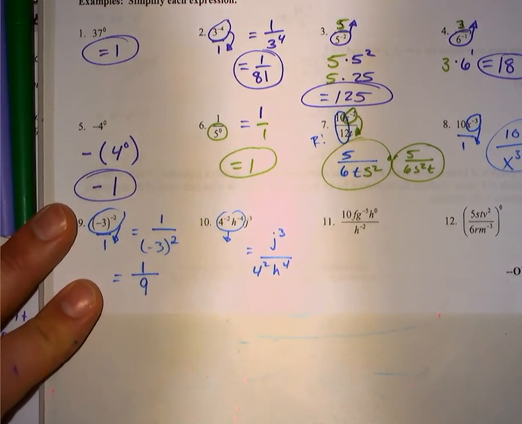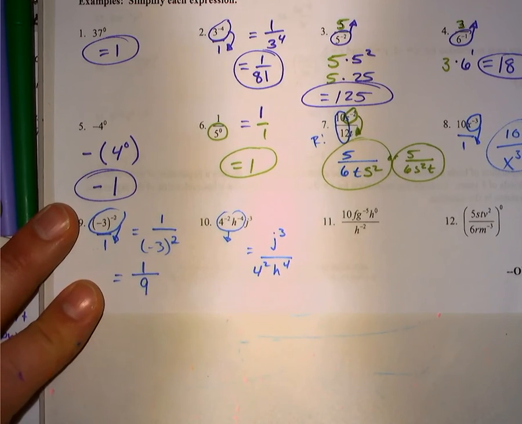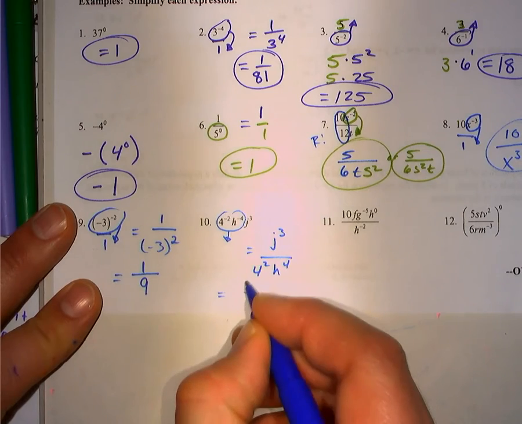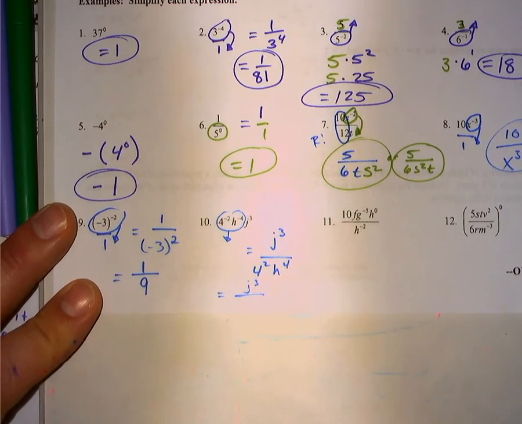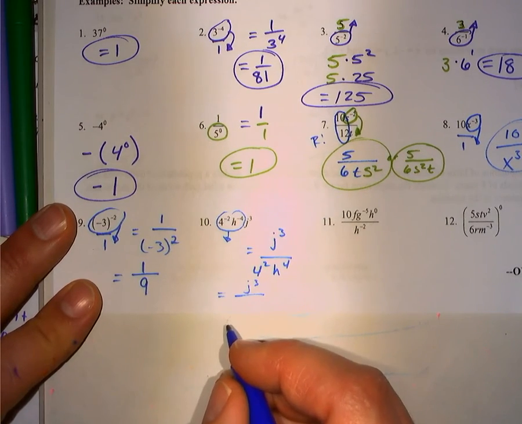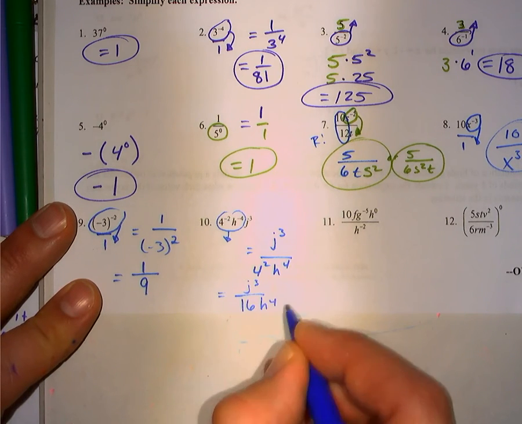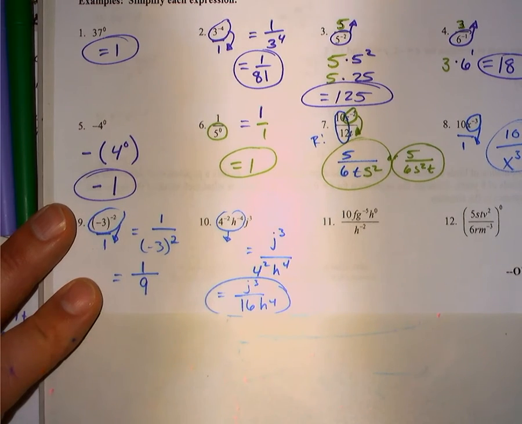If you leave it like that, I'd probably circle it and take off half a point because I want you to simplify. And the last thing I should do is take that 4 and square it. 4 squared, 4 times 4 is how much? 16, and then h to the 4th. How are we doing? Not too bad.